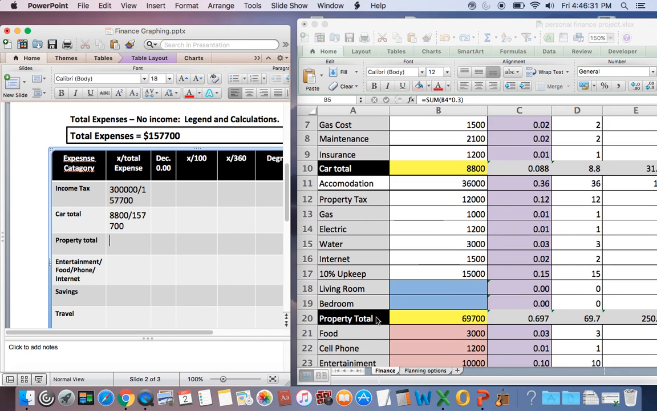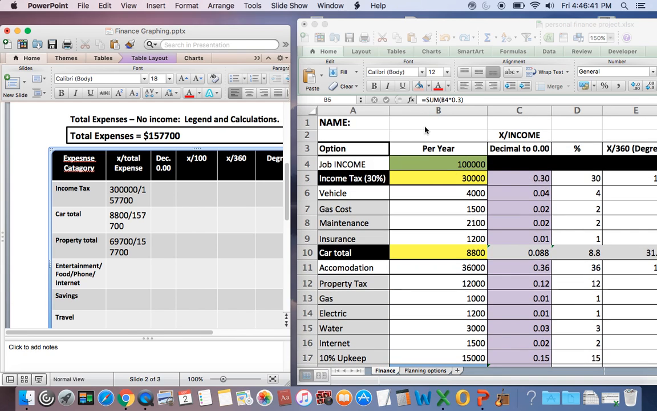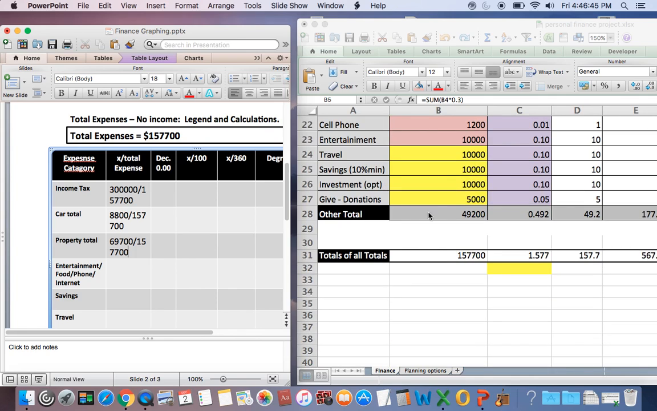Property total. Scroll down. 69,700. So we do 69,700 divided by 157,700. Now this is interesting. On mine, you see how my income was actually 100,000? I was over by 57%.